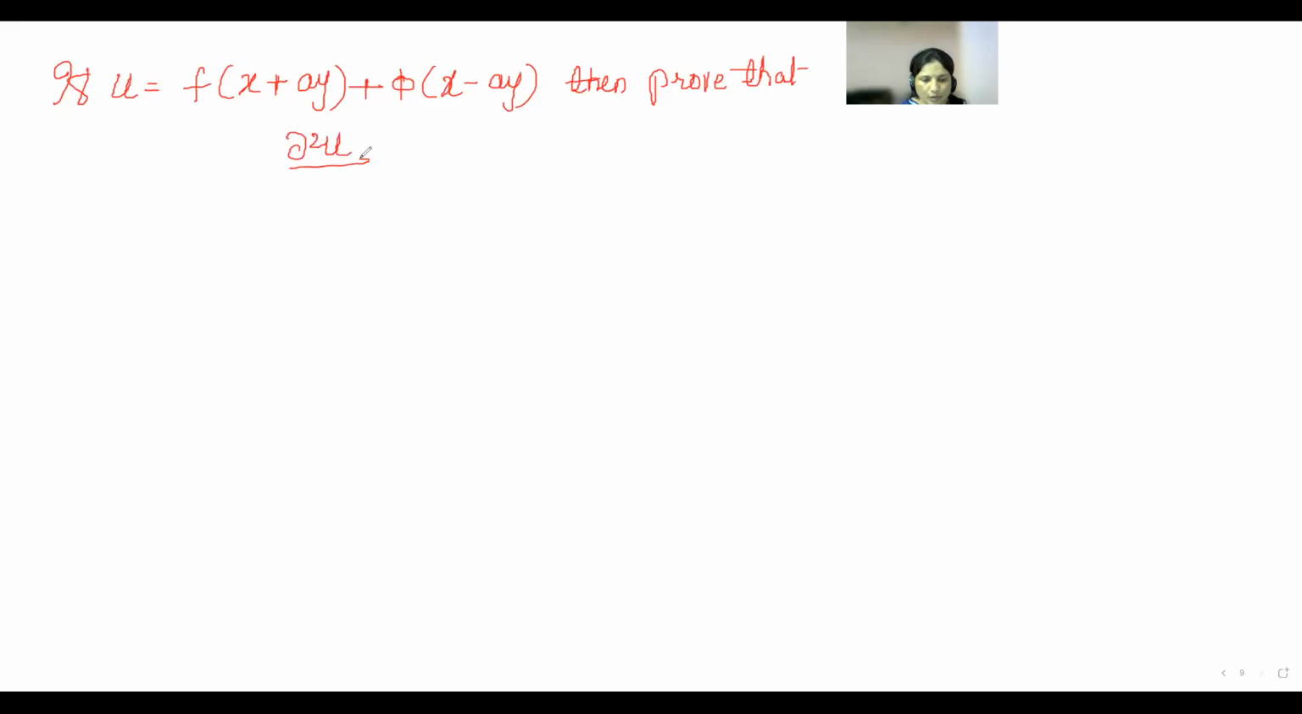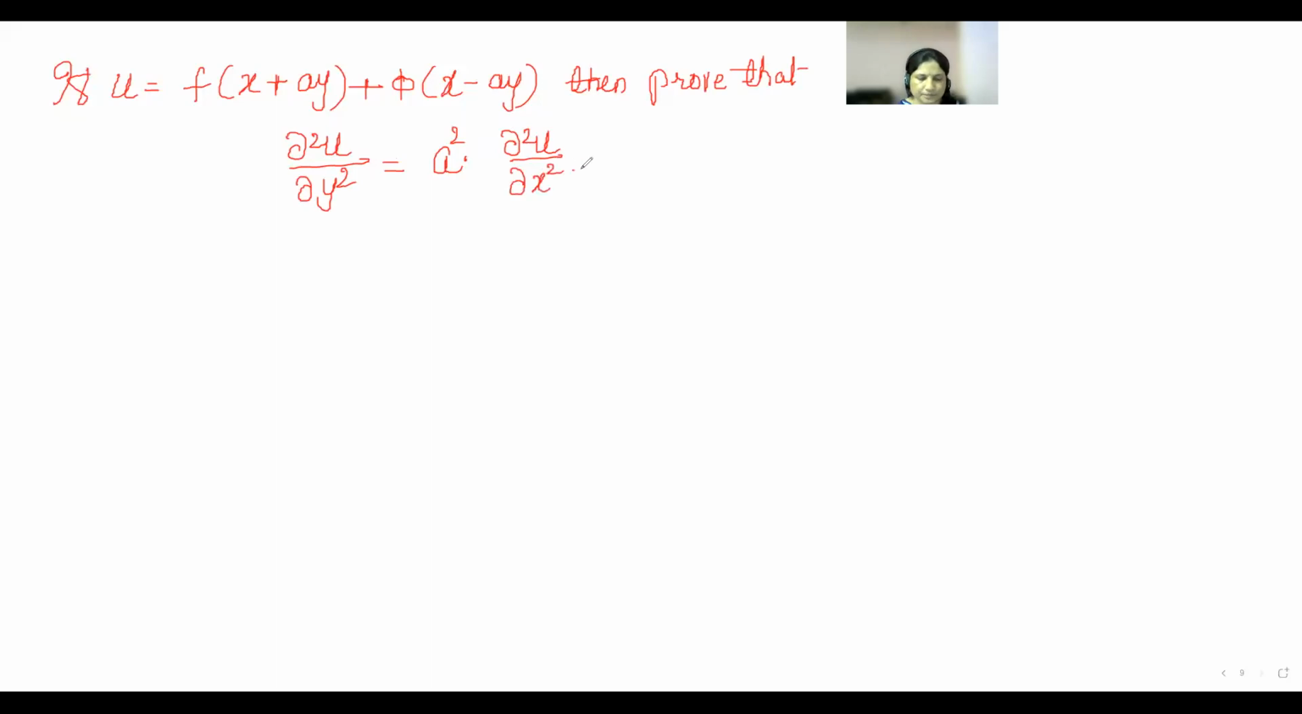If u is equal to f of x plus ay plus phi of x minus ay, then prove that ∂²u/∂y² is equal to a square into ∂²u/∂x².